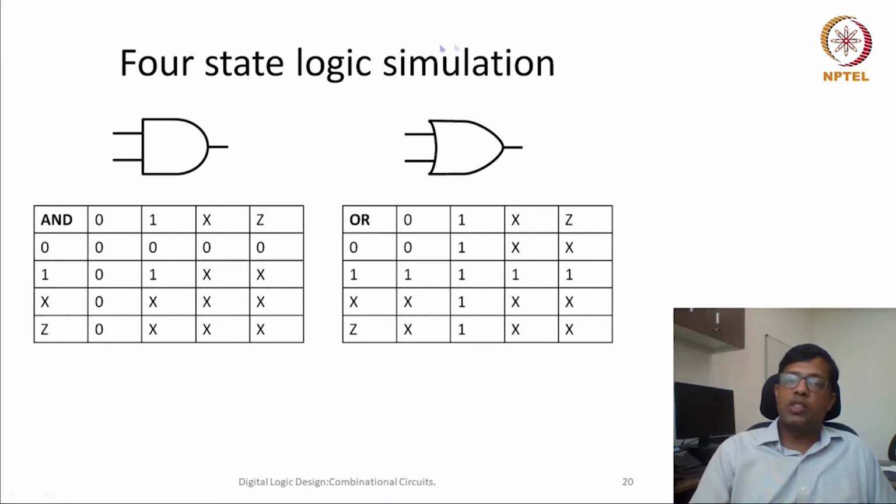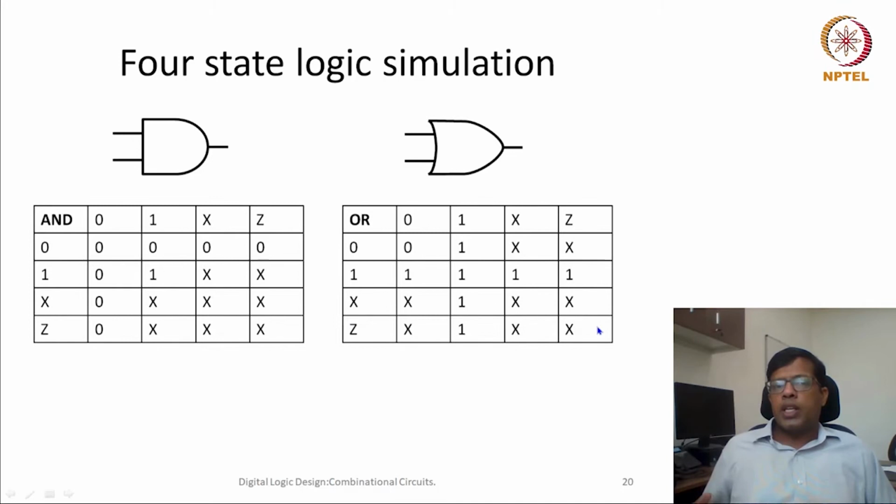Similarly, we can construct this truth table for an OR gate also. In an OR gate, the logic is that if one of the inputs is 1, then there is a certainty that the output is going to be 1, irrespective of the other input. If the other input is 0, then also the output would be 1. If the other input is x, then also the output would be 1. If the other input is z, then also the output would be 1. But in other cases, let's say one input is x and the other input is x, then the output is unknown. Similarly, if one input is x and the other input is z, then also the output is unknown.